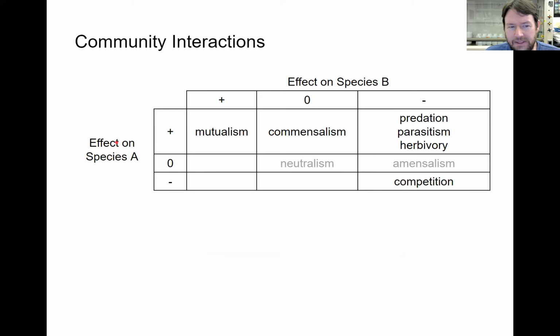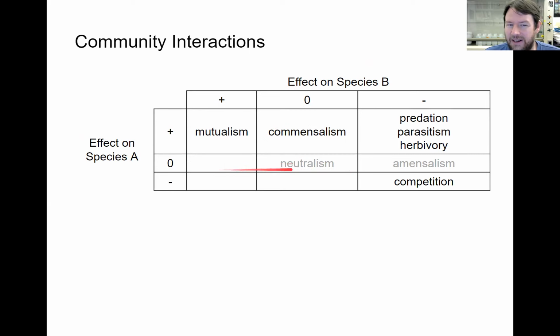So there's a few interactions that we will not be covering. So if we have species A versus species B, if they don't have a net positive or negative effect on either species, we would call that a neutralism. But really that could also just mean that they might be in the same place or roughly the same place, but they're not really interacting. So neutralism, a lot of ecologists like to say that this is just a lack of interactions.